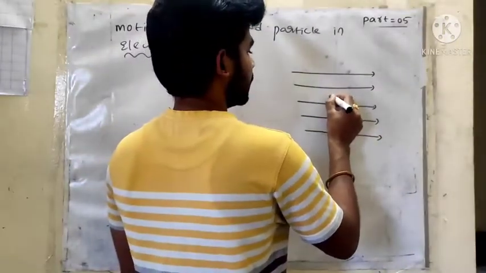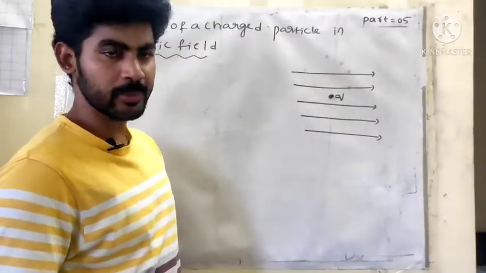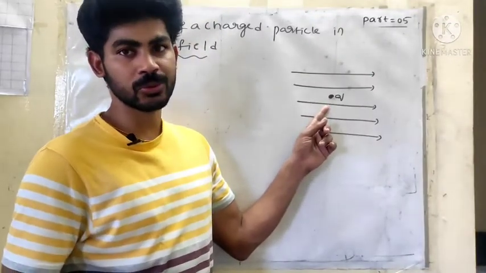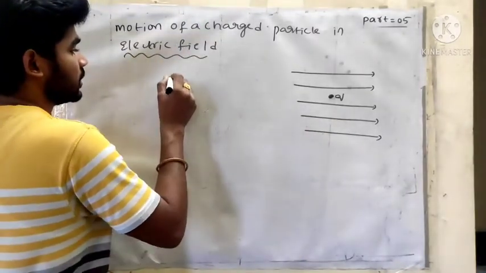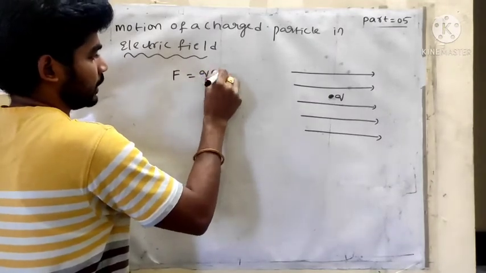Here you can place one charged particle, a charge q. What happens? This charge q experiences some force. So how much force does it experience? That force is F = qE.